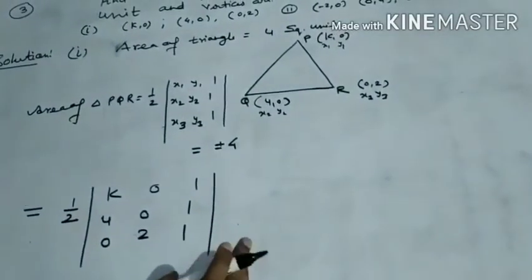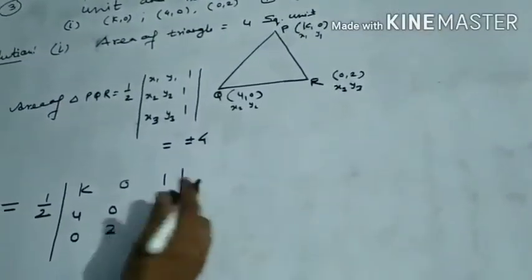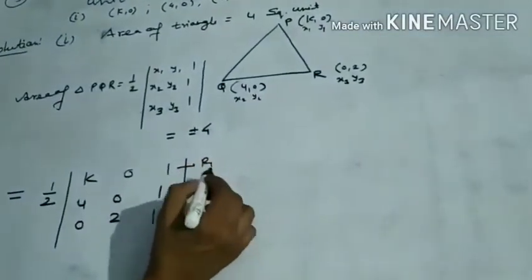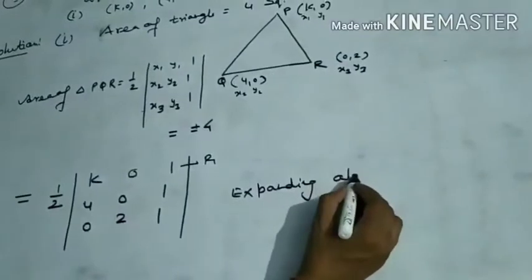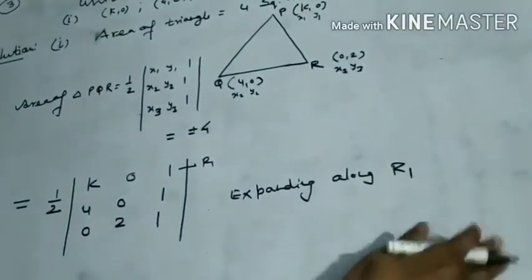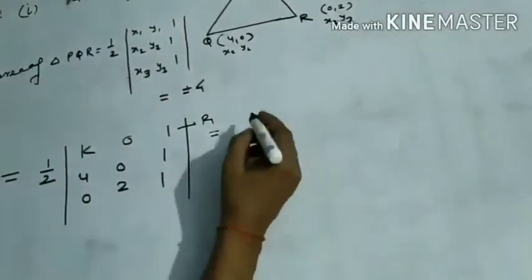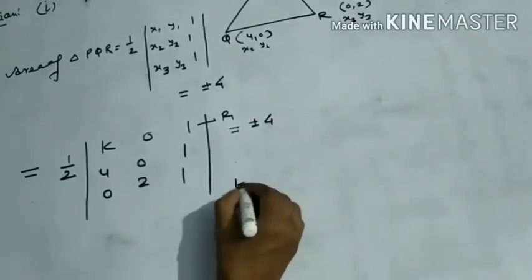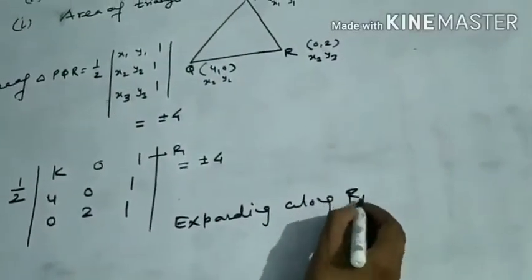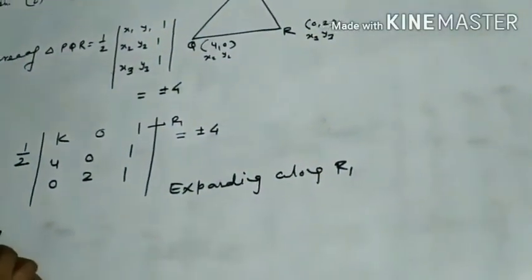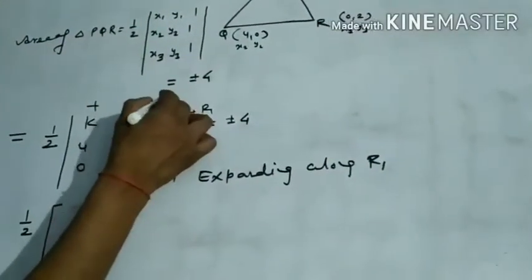Now here we want to find this out. So expanding along any row, suppose we are taking R1, so expanding along R1. So this is equal to plus minus 4. Here we are writing expanding along R1. So this is equal to 1 by 2. Here to make the sign plus, minus, and then after this is plus.